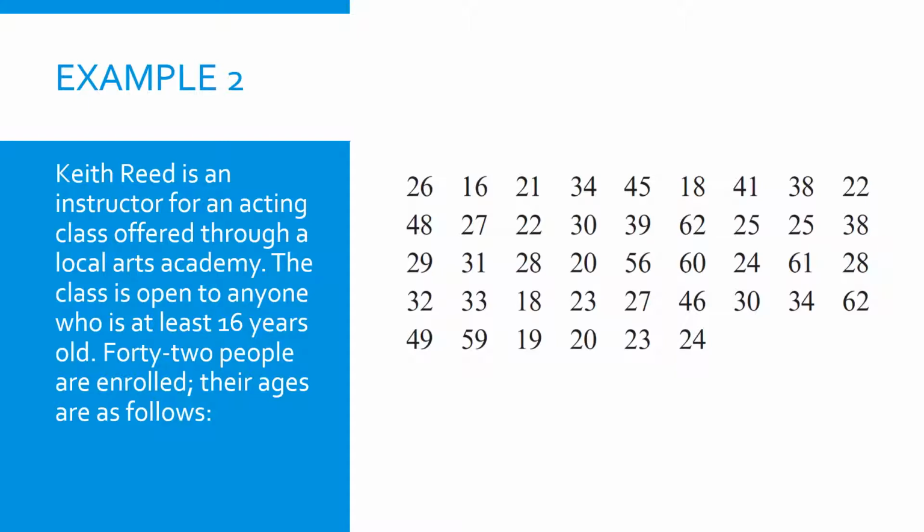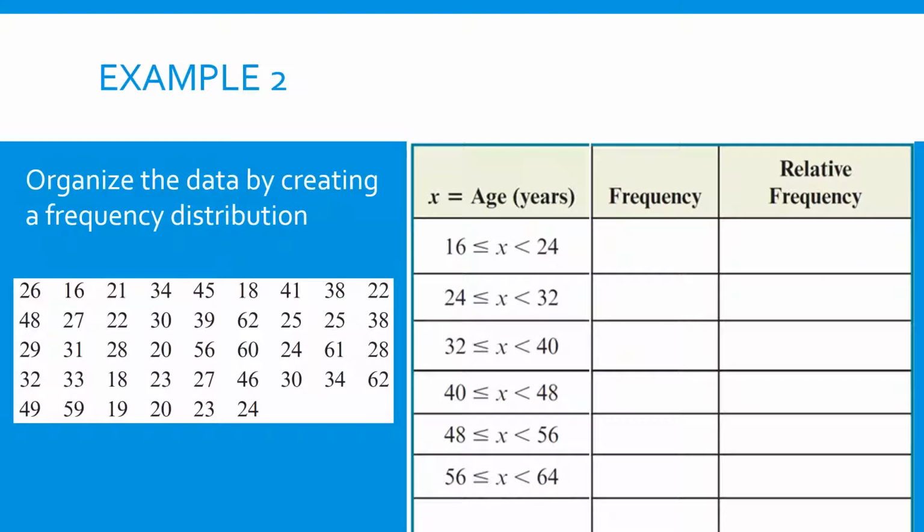All right, so let's make a relative frequency. It says organize the data by creating a frequency distribution. So here we have our frequency distribution. Notice that they've already taken the ages and divided them up into groups for you. Sometimes these are called groups, sometimes intervals, and sometimes classes. If you hear any of those three words, classes, intervals, or groups, just know that those three mean the same thing.